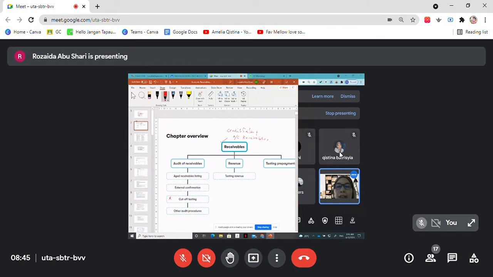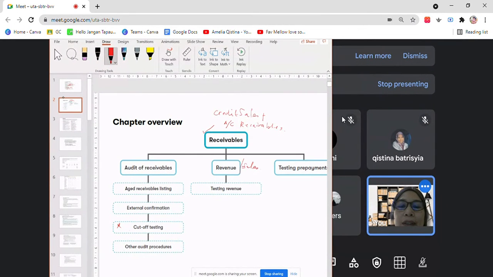After we look at the individual receivable, we will go to the revenue or the sales item, because the item of sales relates with the accounts receivables, and you have to test the sales for the period of the financial statement. Testing of revenue or sales is the same thing. And the last part, you have to test for the prepayment on the account receivable.